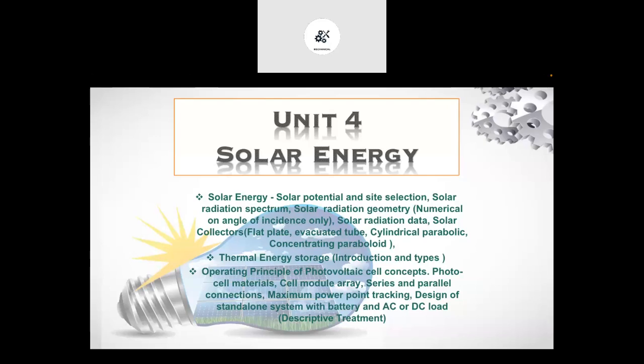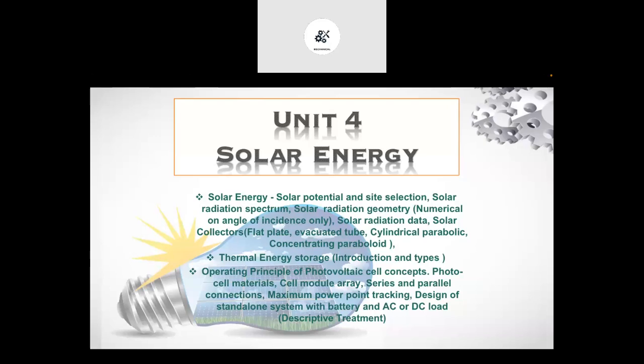Then solar radiation geometry. The radiation received by the Earth's surface largely depends upon the relative positions of Earth and Sun. So whenever there is any tilting angle or any motion, it is going to affect the solar radiation intensity received by the Earth's surface. As we know, Earth is continuously rotating around its own axis, and it is also revolving around the sun, and it is also tilted on its axis.